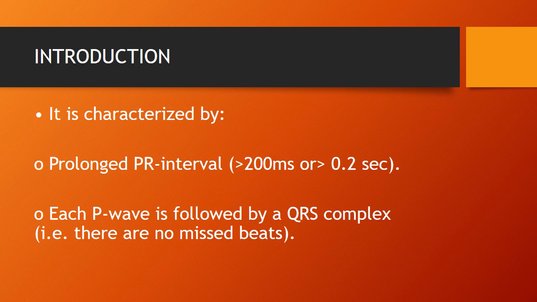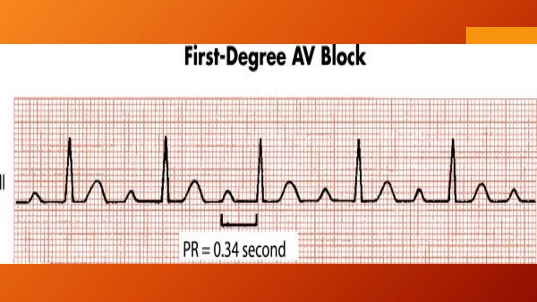First degree AV block is characterized by prolongation of the PR interval. The normal PR interval is 0.12 to 0.2 seconds, and if it is more than 0.2 seconds then it is a prolonged PR interval. In first degree heart block we will have a prolonged PR interval, and each P wave is followed by a QRS complex and there will be no missed beats.